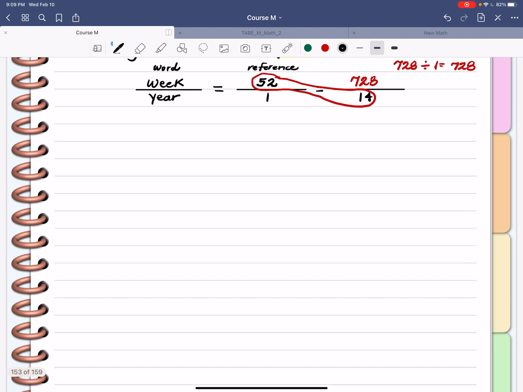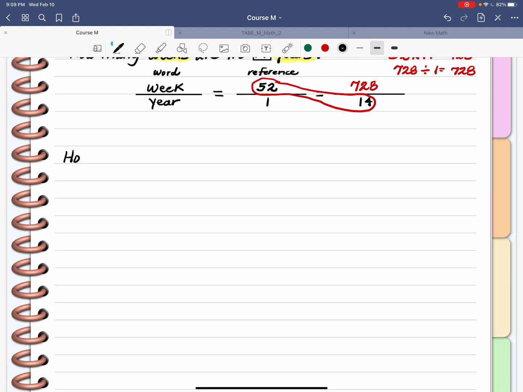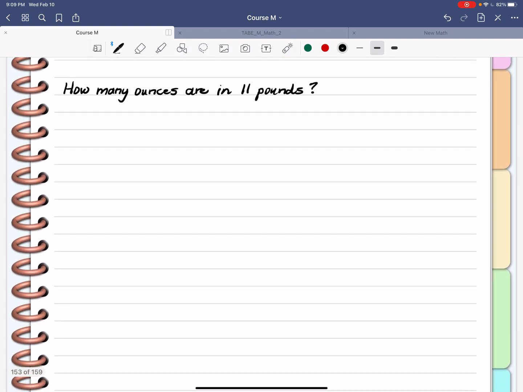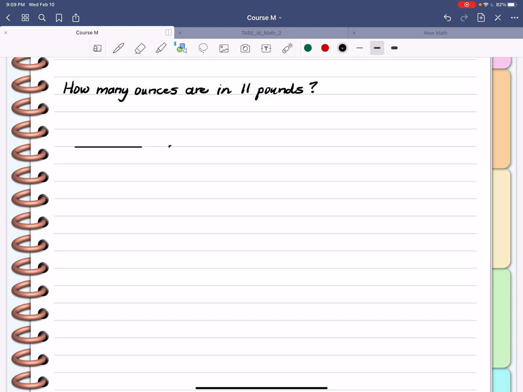Okay, let's do another one. How many ounces are in 11 pounds? How many ounces are in 11 pounds? So I'm going to draw my framework, always 3, and then I look at my problem to get the words, and I have ounces and pounds. So my words are ounce and pound.